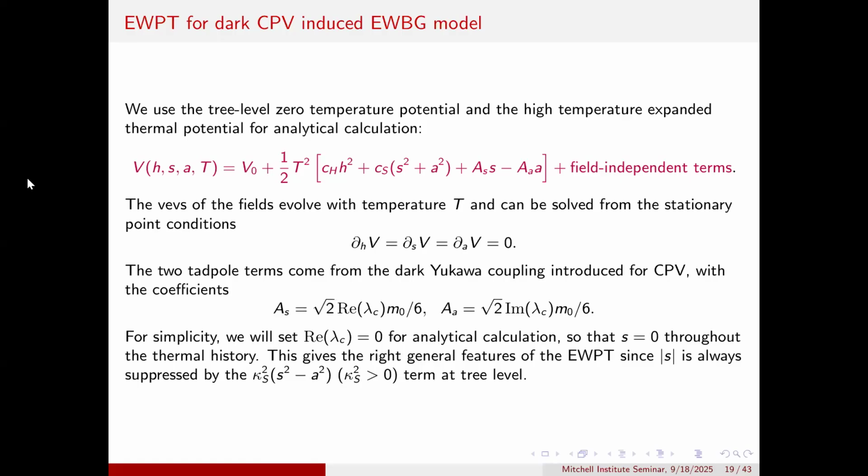And phase transition essentially is just to keep track of the evolution of the minimum of the potential. So to find the minimum, we want to solve for these stationary point conditions, where in all three directions we have the first derivative equal to 0.